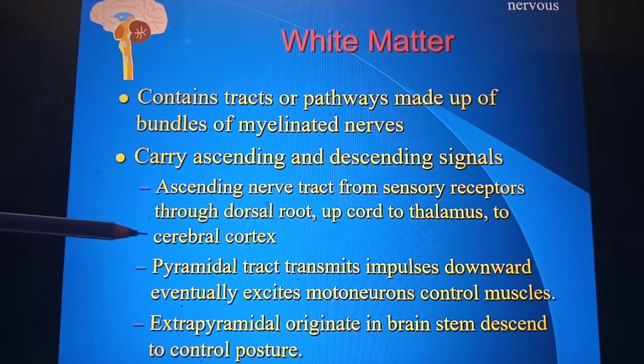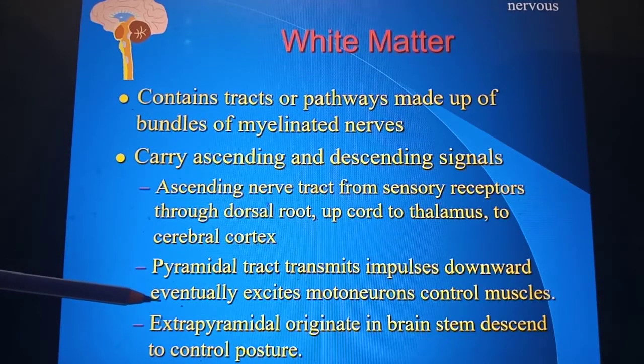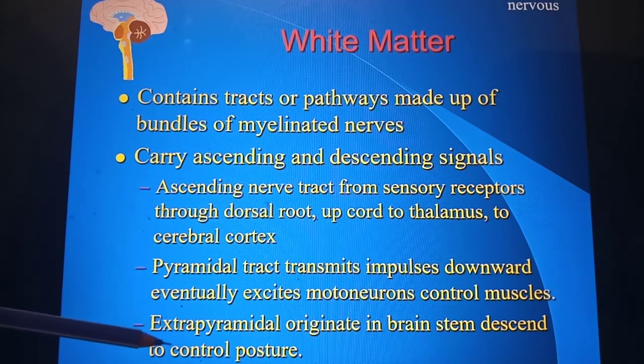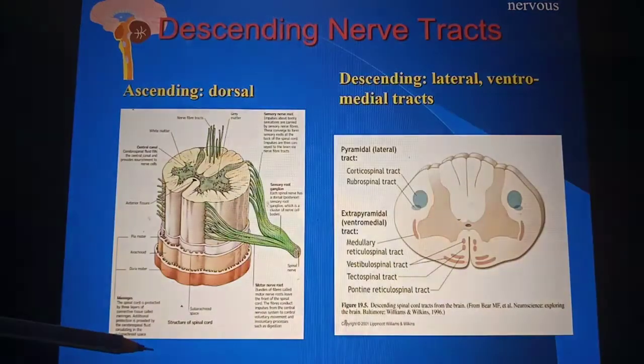On the other hand, the pyramidal tracts transmit impulses downward, and they control the motor neurons and the muscles. Okay, the pyramidal tract controls the muscles. So any movement in your hand and leg is controlled through it. That's why when the spinal cord is damaged, the muscles cannot be controlled and they become paralyzed. Similarly, extrapyramidal tracts maintain the posture of the human body.